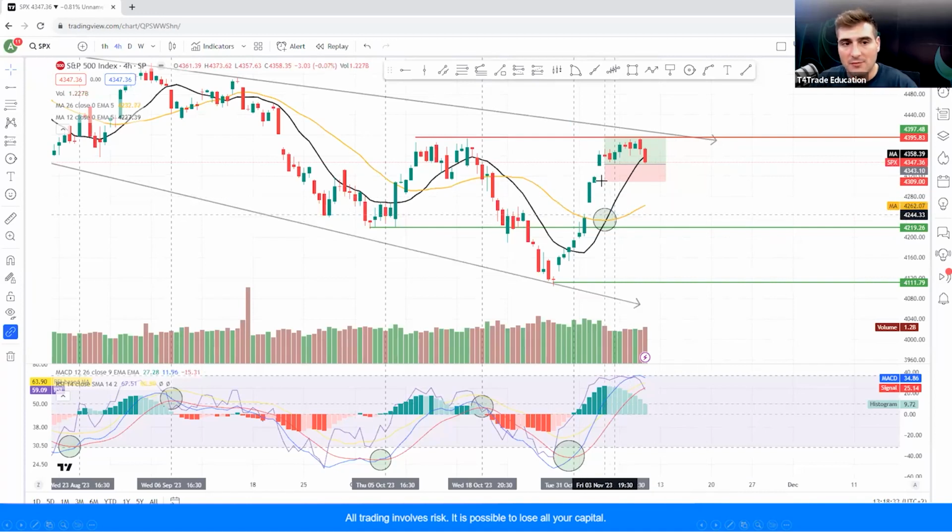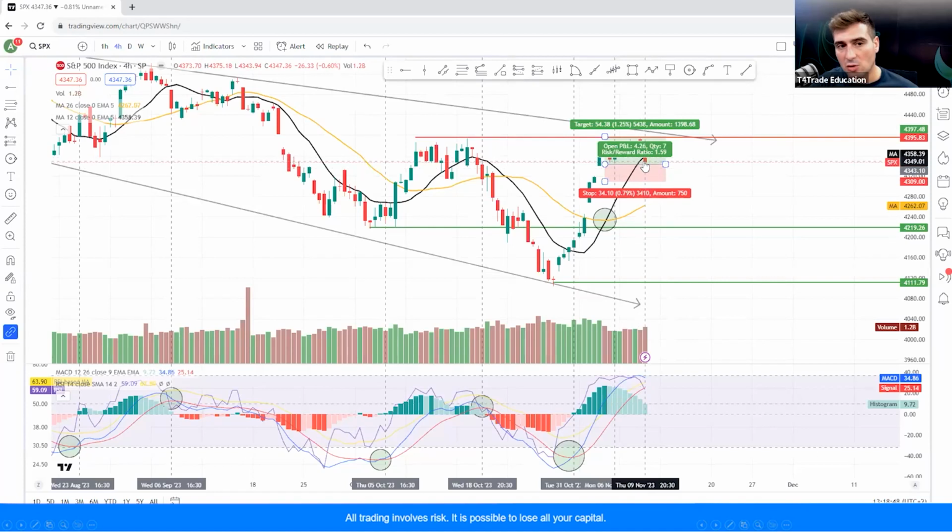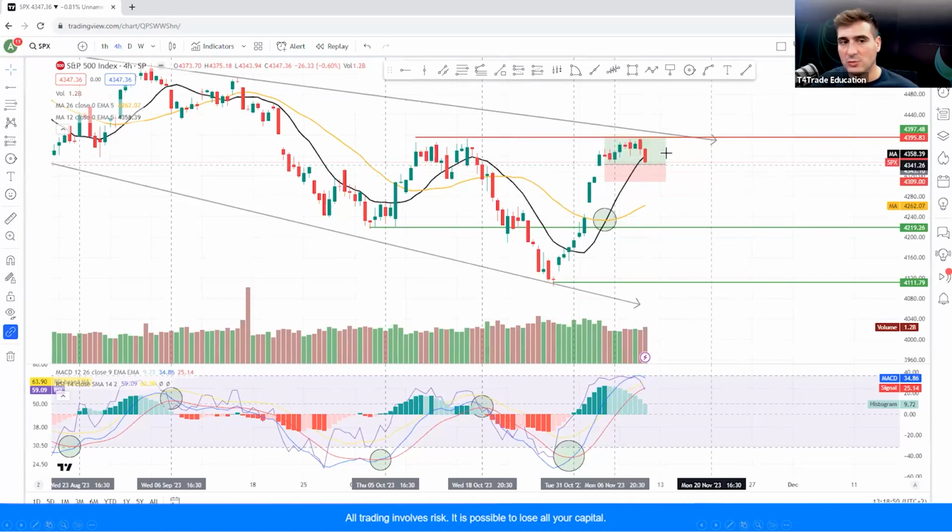Therefore, if I assume that I've entered a long position using moving averages only, and I am using one of the alternative ways of closing the positions, which is whenever the price action crosses below the short-term moving average, I would have been out of this position with minimal losses.